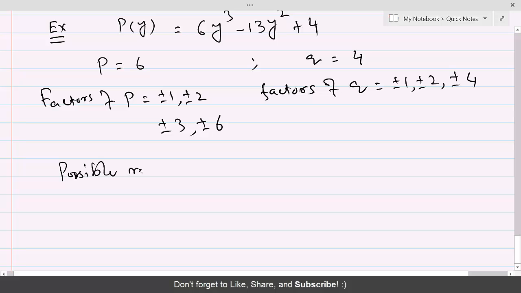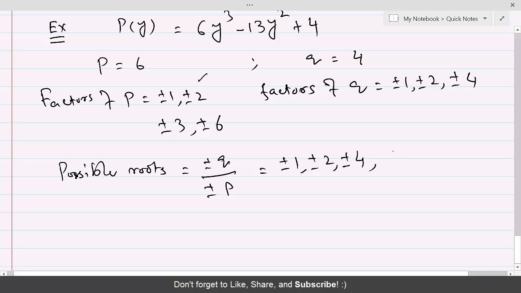Possible roots are all the values of plus minus q over plus minus p, where p is plus minus 1, plus minus 2, plus minus 4. And now all the values of q must again be divided by 2, then by 3, and then by 6.